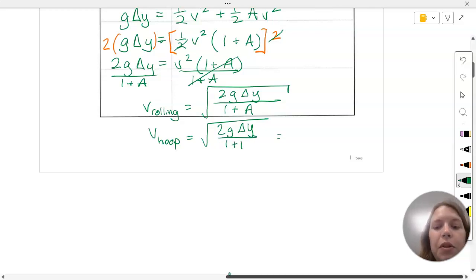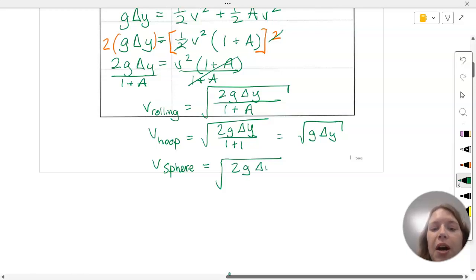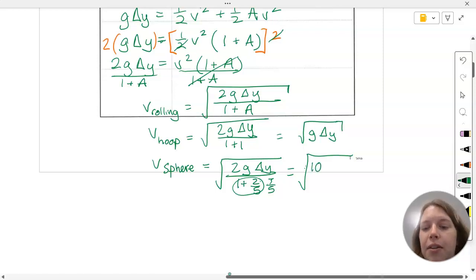So it's just the square root of g delta y for a hoop, but for a sphere, it would be the square root of 2 times g times delta y divided by 1 plus 2 fifths. So that would be, this is 7 fifths. So that would be the square root of basically the 5 on top, so 10 g delta y over 7.